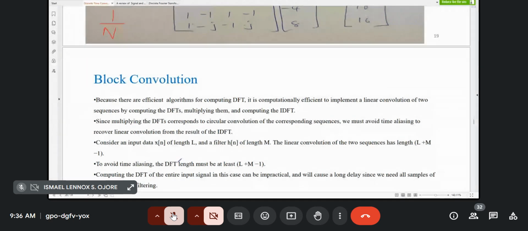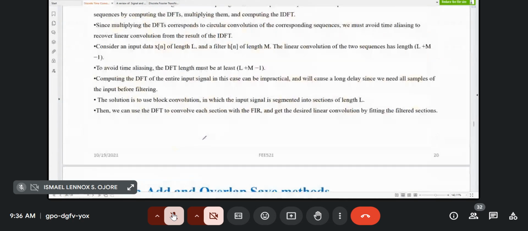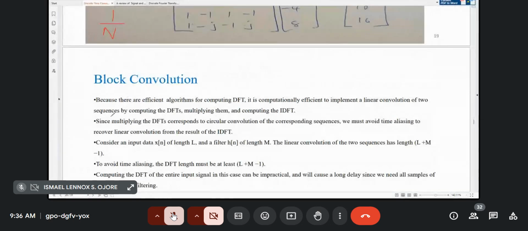So we are going to see how you do this. I hope you can be able to finish in the remaining time. You may not, but let's see how far you can go. At least you can do one of those methods. So we have got efficient algorithms for DFT, so we are going to use them.